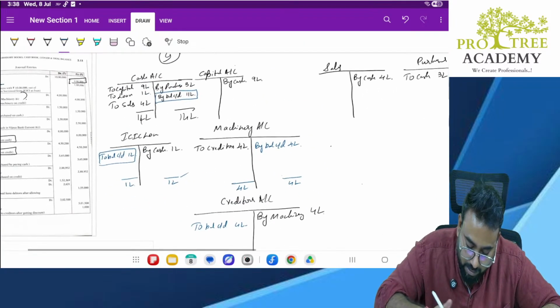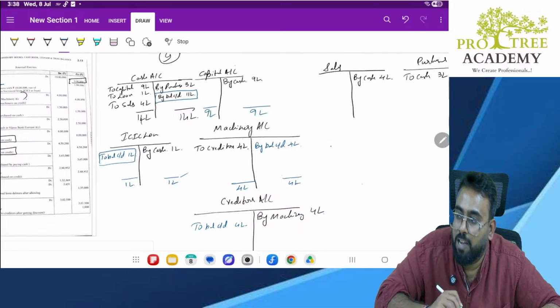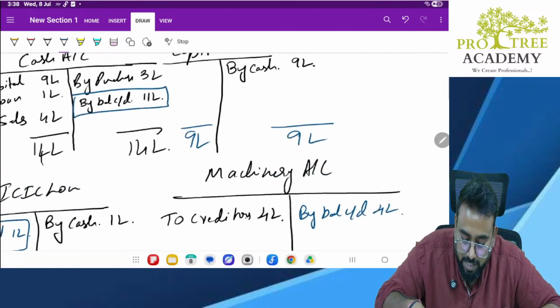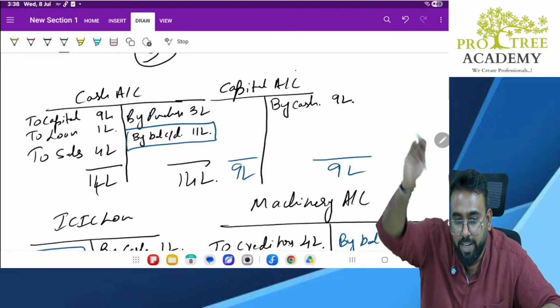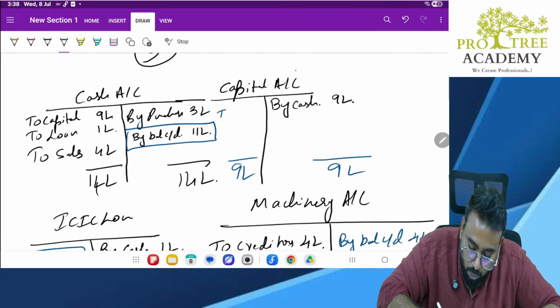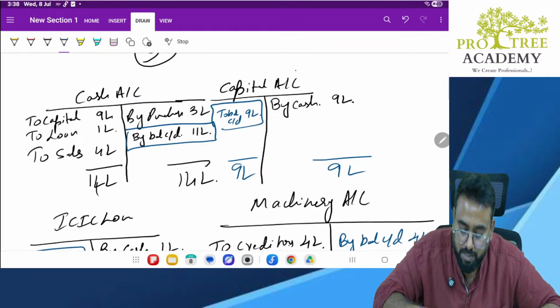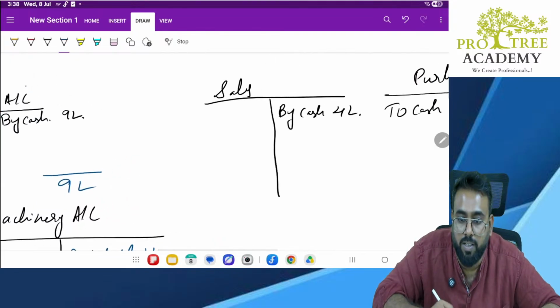Next, capital account. Capital account should have which balance? Credit balance. Correct or no? Liability, income and capital. Correct. So, to balance carried down 9 lakh. Correct? Yes. Next, sales account.